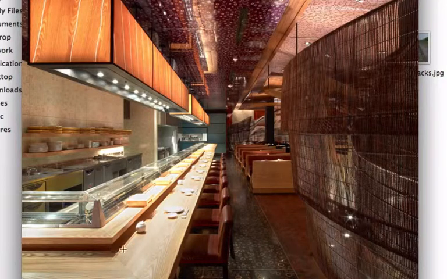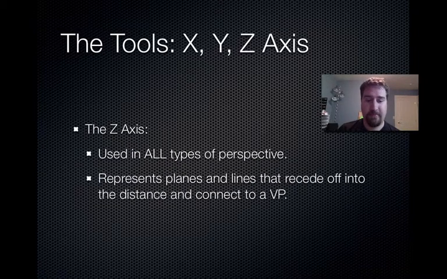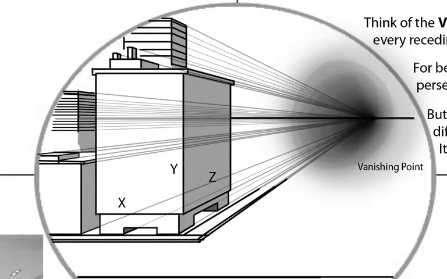Every corner of the countertop, every edge of a booth, every side of a chair, and edge of a lamp, and so on. The z-axis. You likely haven't learned a z-axis yet in math, but the z-axis is used in every type of perspective. 1 point, 2 point, 3 point, and everything else. The z-axis represents any line or plane that is receding off into the distance that looks 3D. The z-axis is also always connected to a VP.